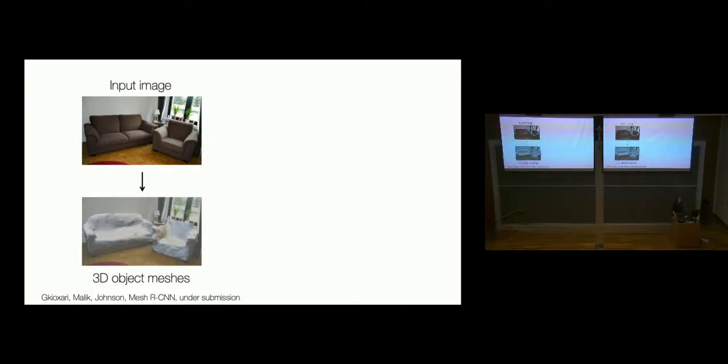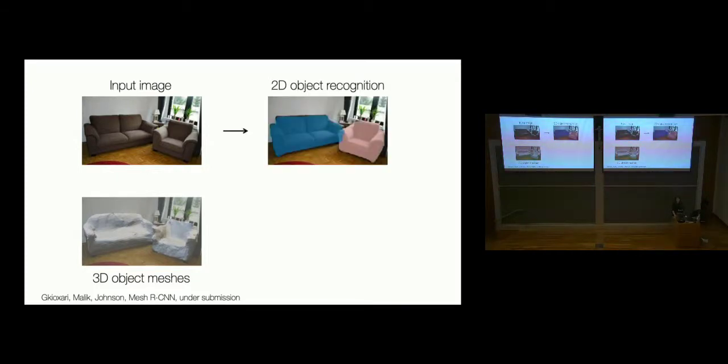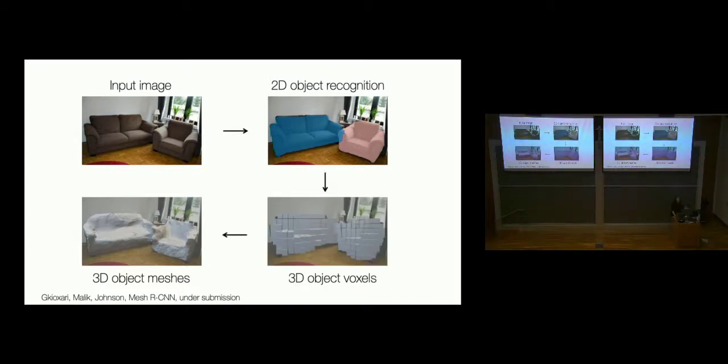In order to achieve this, we're of course going to rely on 2D object recognition, like Mask RCNN, to recognize all objects in the image. And in order to capture all the varying topologies and geometries of the objects that we see, we will arrive at the object meshes via predicting object voxels. Voxels are nice because they can capture varying geometries and topologies, but they're actually a coarse shape representation of the objects. So we're going to refine these object voxels further in order to get refined object meshes.